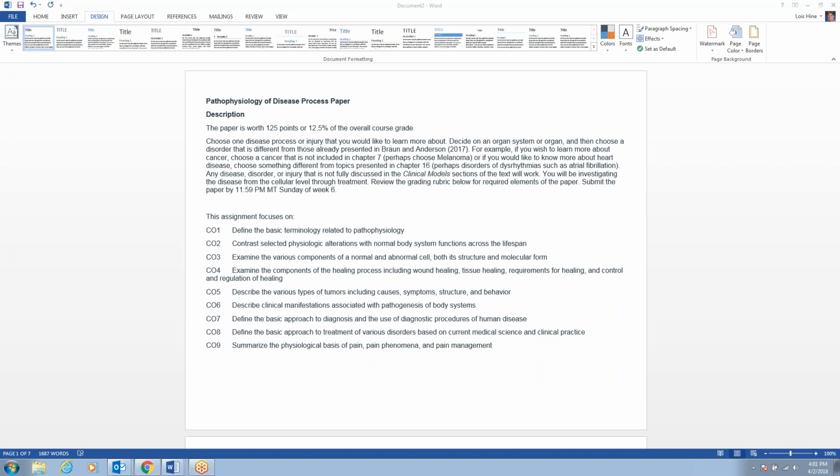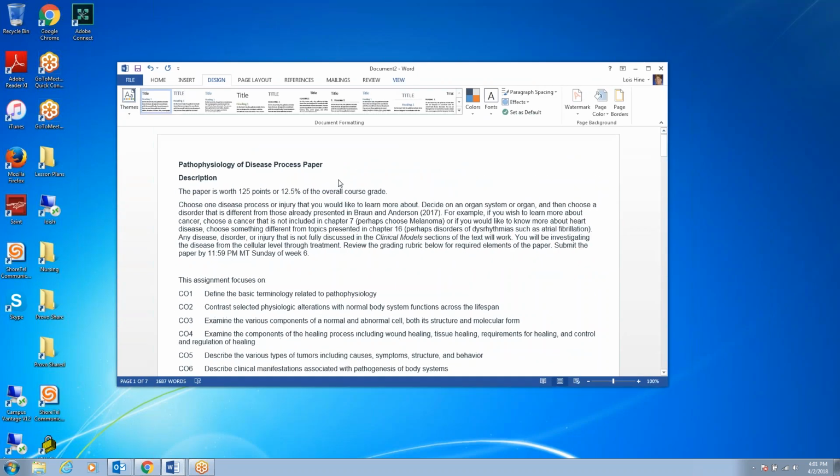Because you choose one disease process, and it can't be something that's already done in your textbook in the clinical modules. That's because those clinical modules pretty much answer everything that has to do with this paper. So it wouldn't be a good learning experience. Instead, you'd just be getting it right out of your textbook rather than learning more about something that you want to know more about. So let's see how we can figure out which disease process to do.